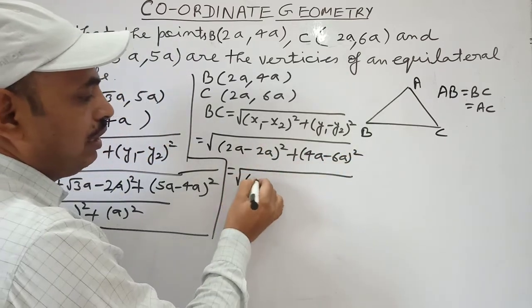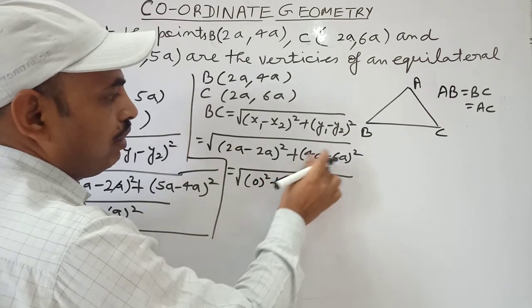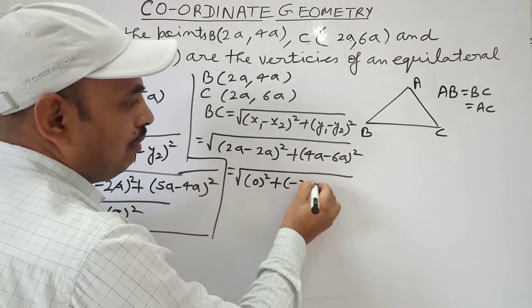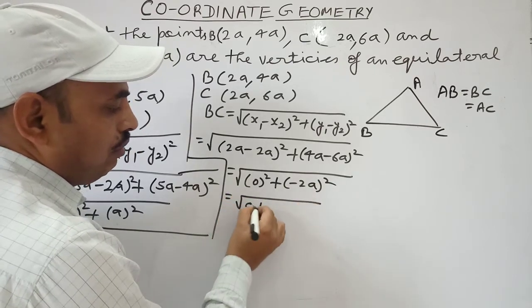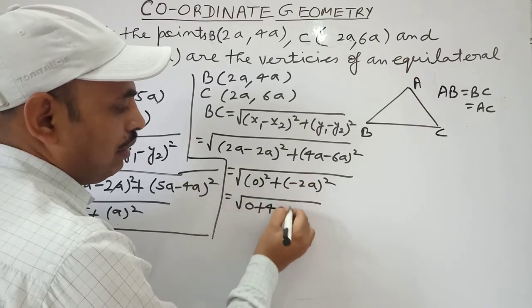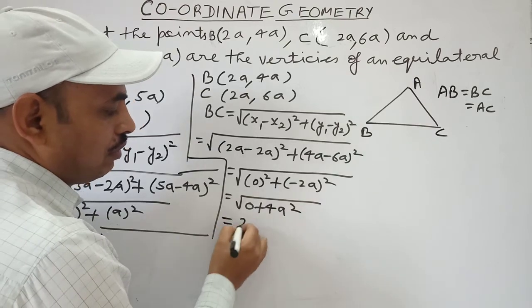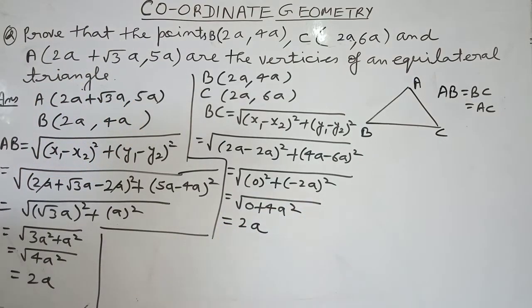2a minus 2a is 0. 4a minus 6a is minus 2a. 0 square is 0. (2a) square is 4a square. Square root of 4a square is 2a. The length of BC is 2a.